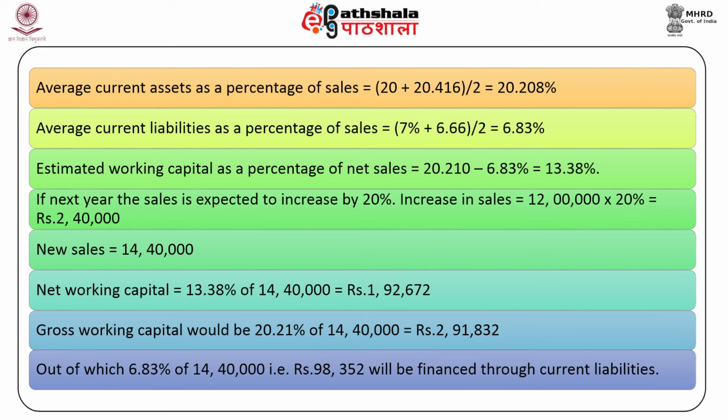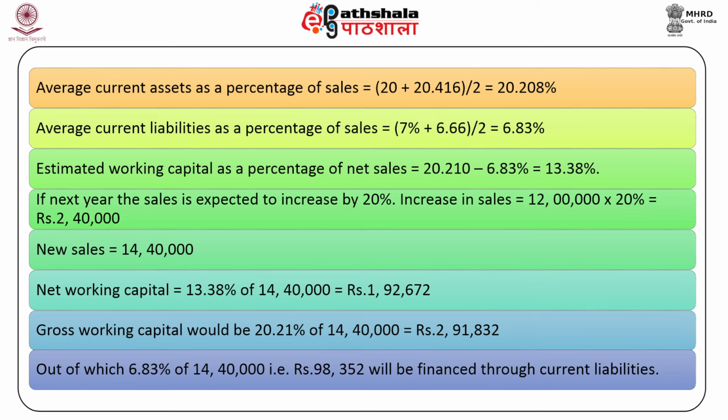Let's say next year the sales is expected to increase by 20%. So the increase in sales is equal to 12 lakhs into 20%, which is equal to 2,40,000. So new sales will be equal to 14,40,000. So net working capital is equal to 13.38% of 14,40,000. This is equal to 1,92,672.